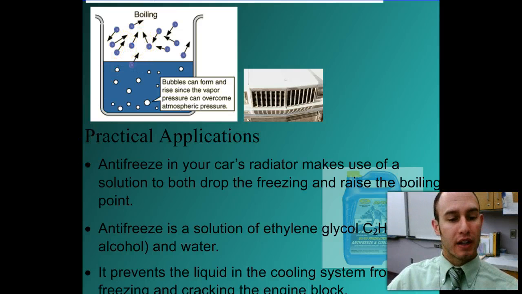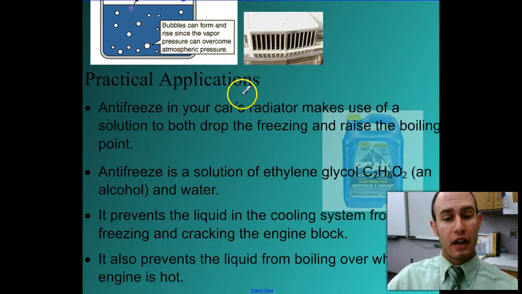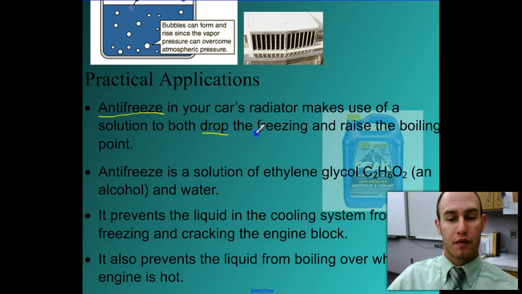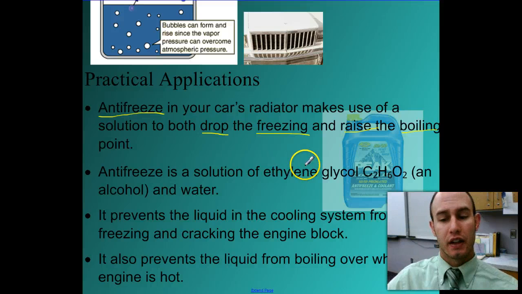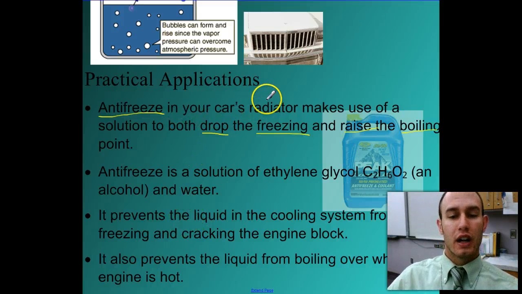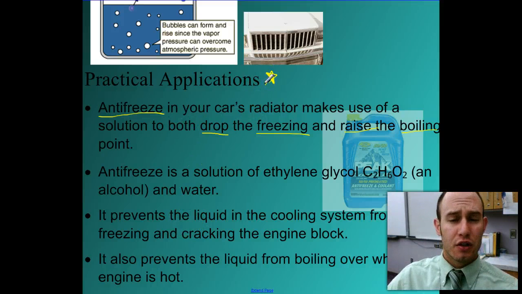And some practical applications that we see of this is really antifreeze in your car's radiator. It makes use of the solution to both drop the freezing and raise the boiling point. Antifreeze is basically a solution of ethylene glycol, C2H6O2. It's really an alcohol and water. And basically it prevents the liquid cooling system from freezing and cracking the engine block. So this is a great practical application to make sure that you know when we're talking about colligative properties.